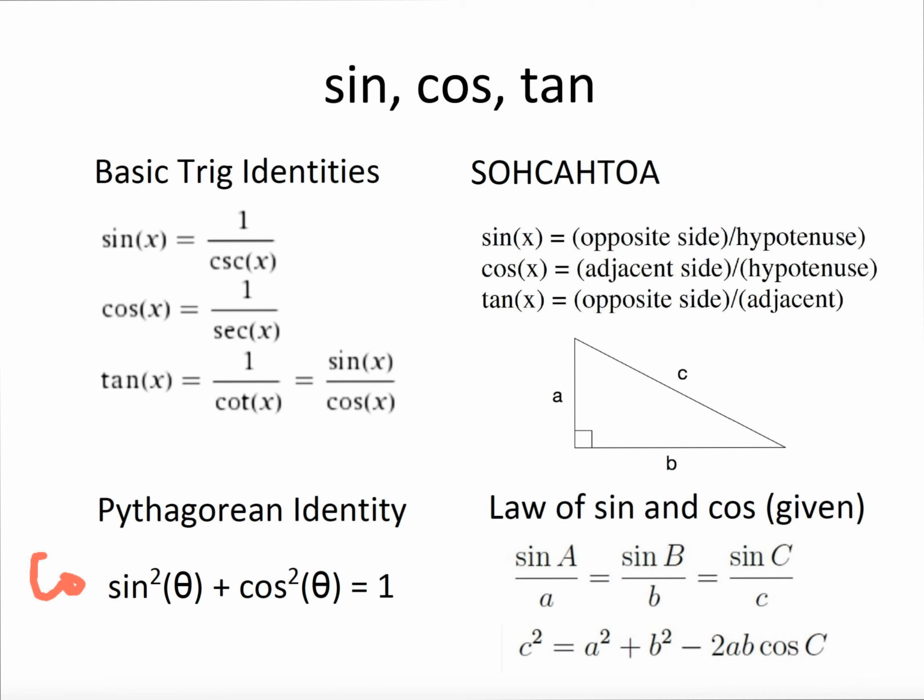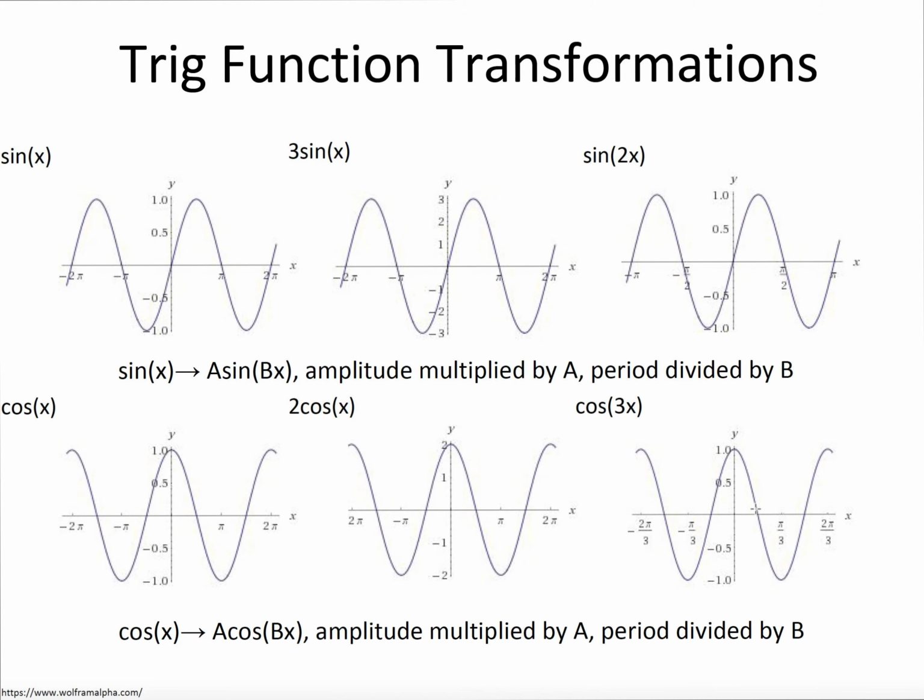And then also this one Pythagorean identity, the only one, that sine squared of theta plus cosine squared of theta equals 1. Often they ask for this directly. And then also they will provide you with this formula, the law of sines and cosines, and you will have to apply it.